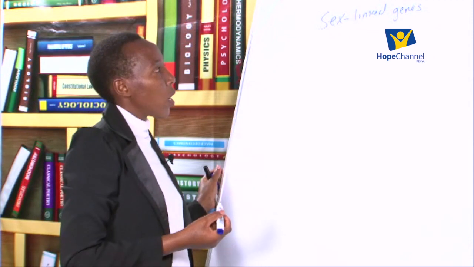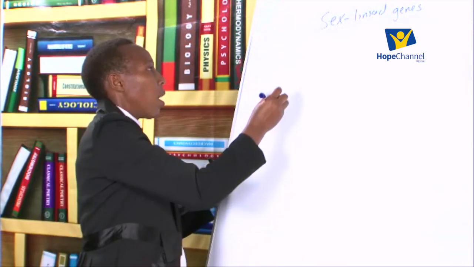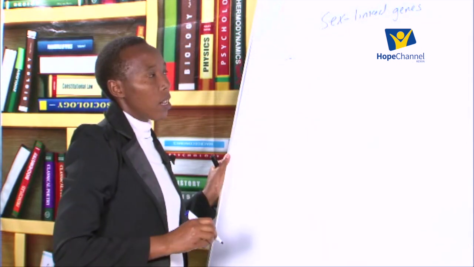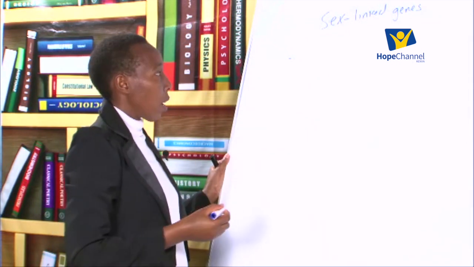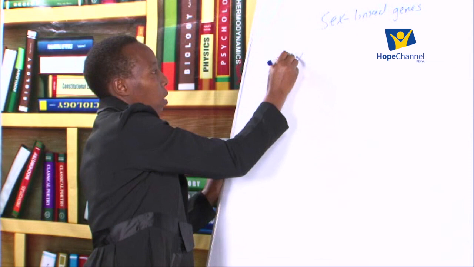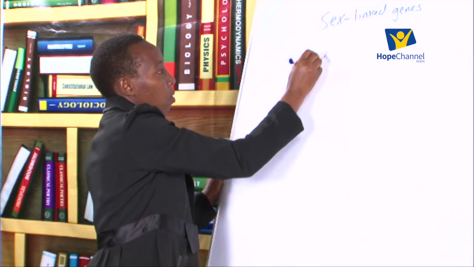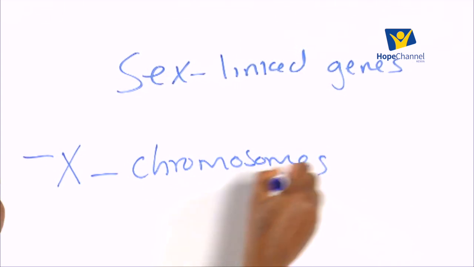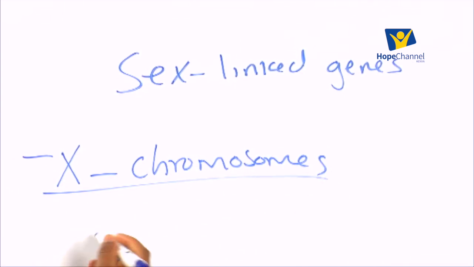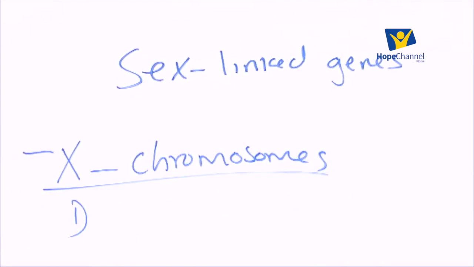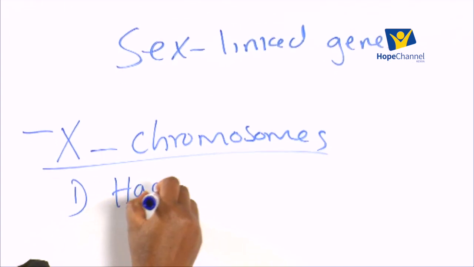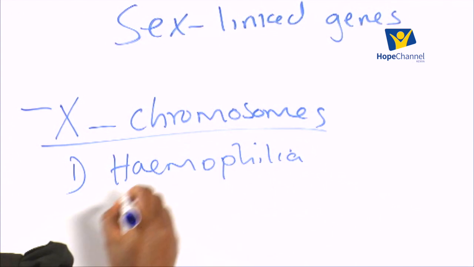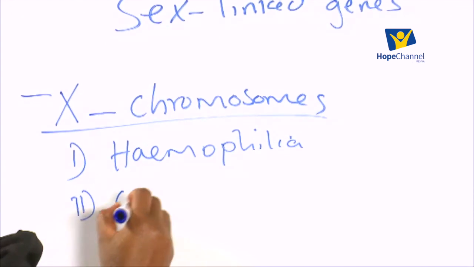Now, we were able to identify a few of the sex-linked genes. We say that we have some of the characteristics whose genes are carried on the X chromosome. Those that are carried on the X chromosome, we were able to list a few. I remember we said we have hemophilia. We have color blindness.